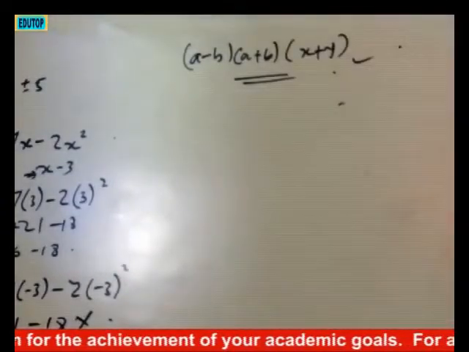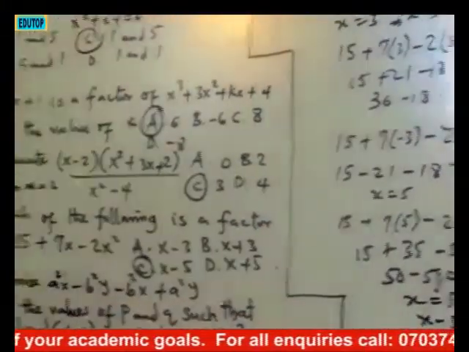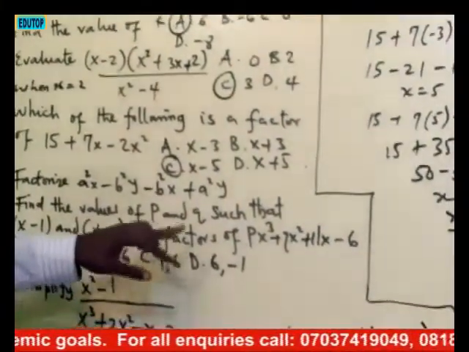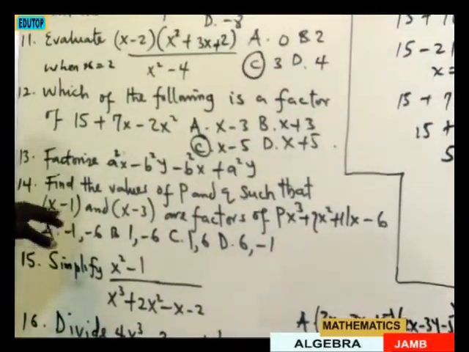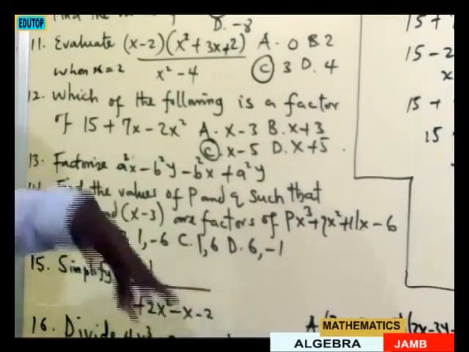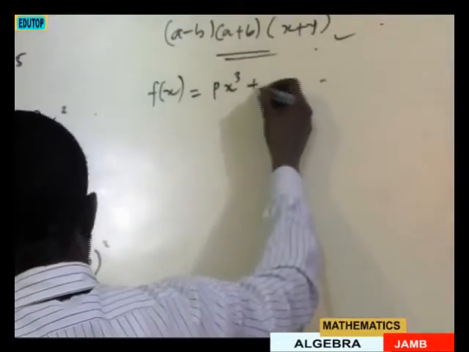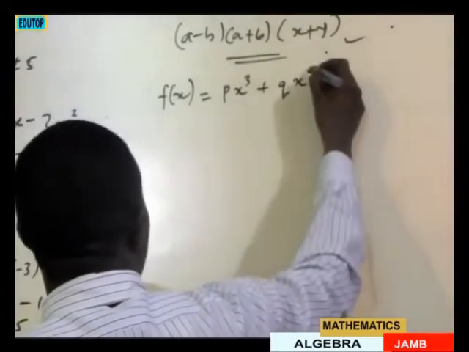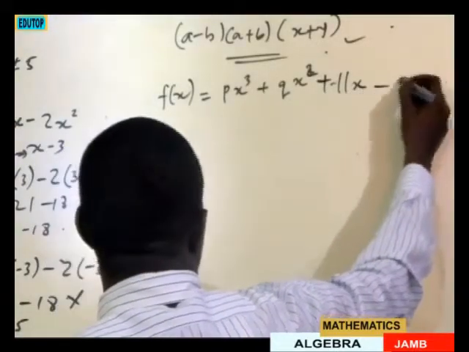Then the next question says find the values of p and q such that x minus 1 and x minus 3 are factors of this. So this is also testing the factor theorem. If these are factors of this, automatically f of x must be equal to 0. So let's say our function f of x is px cubed plus qx squared plus 11x minus 6.